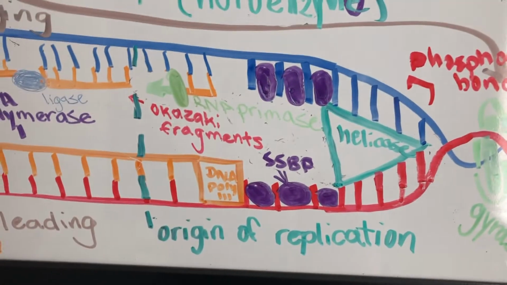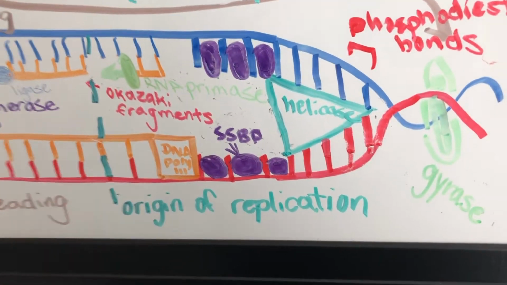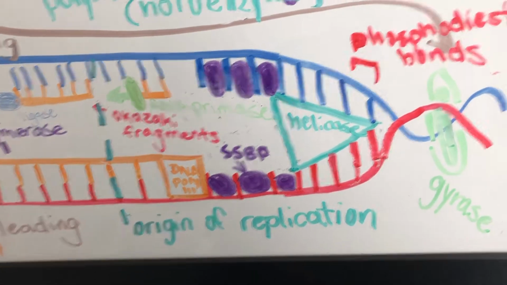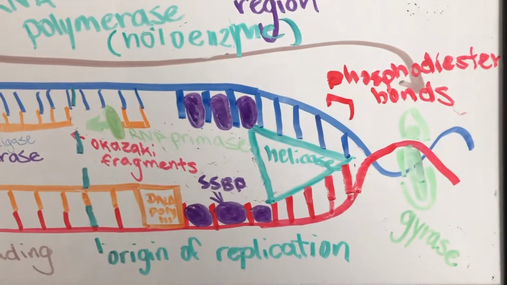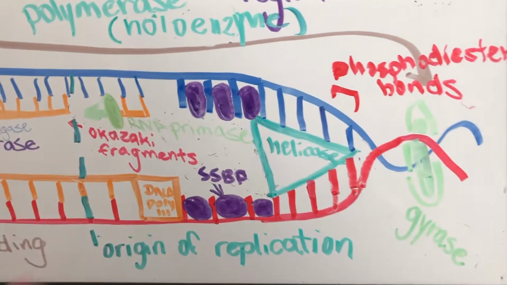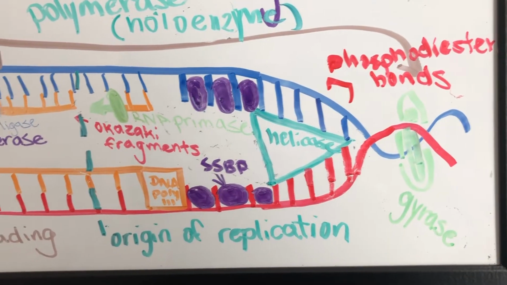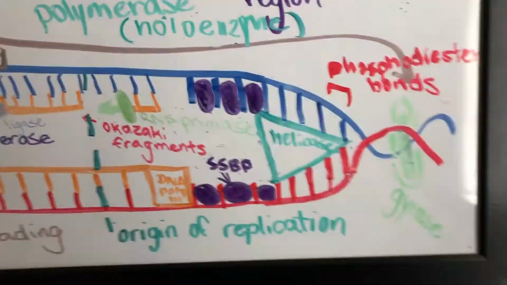And then, along with that, we have SSBPs, which stand for single-stranded binding proteins. So, between when the RNA is made and when the DNA is split, we have to have something that keeps the single-stranded DNA together.